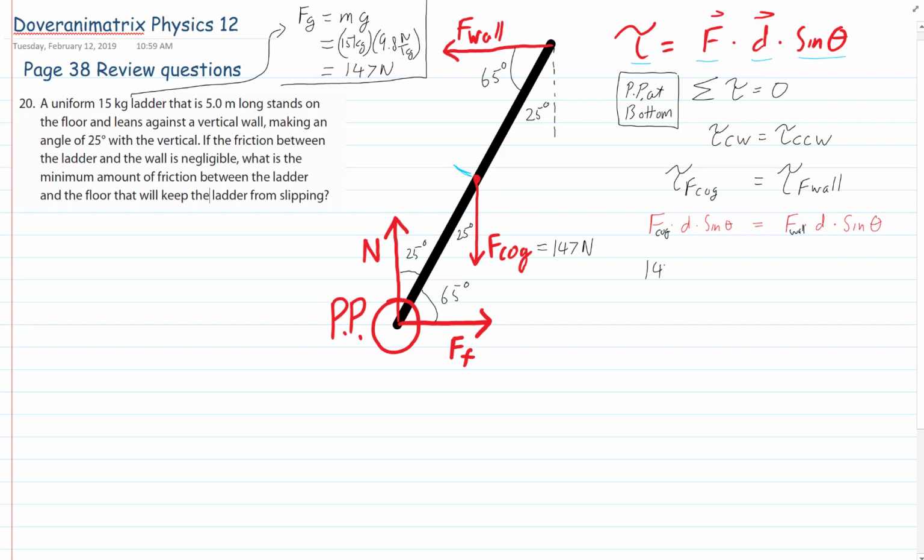This will be 147 newtons times the distance to it, which is half the length, 1/2 of 5 meters, and times the sine of the angle, which is 25. Okay, let's just line that all up. I'm going to move this over for a bit. There we go. That equals the force of the wall, we don't have that, times the distance away, 5 meters, times the sine of 65.